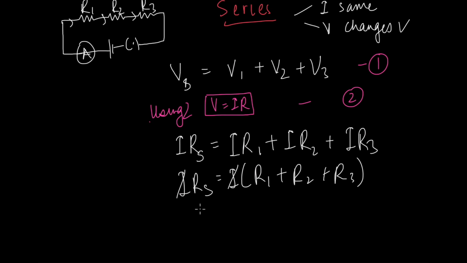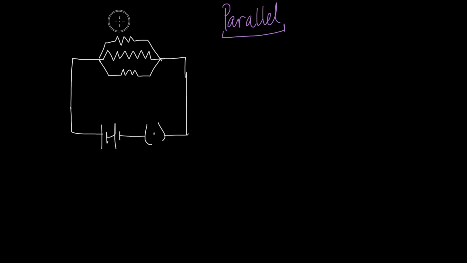And we can cancel these I's, and then we're going to be left with our formula on how to calculate the resistance for all the resistors that are connected in series. So I can say that this is R1, this is R2, and this is R3. This is my key and this is my battery, positive, negative, and I can mark my current directions.